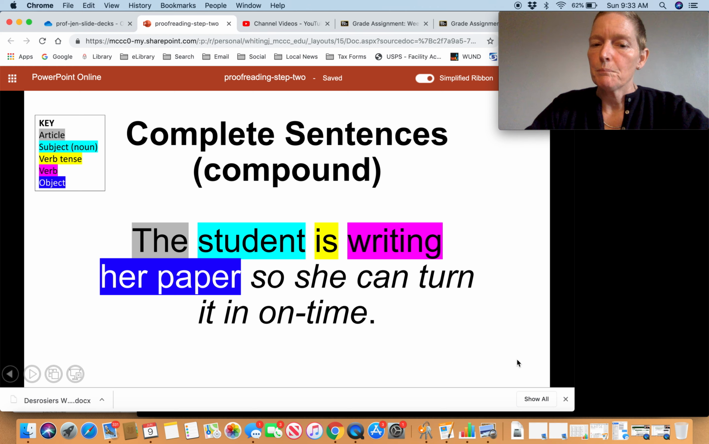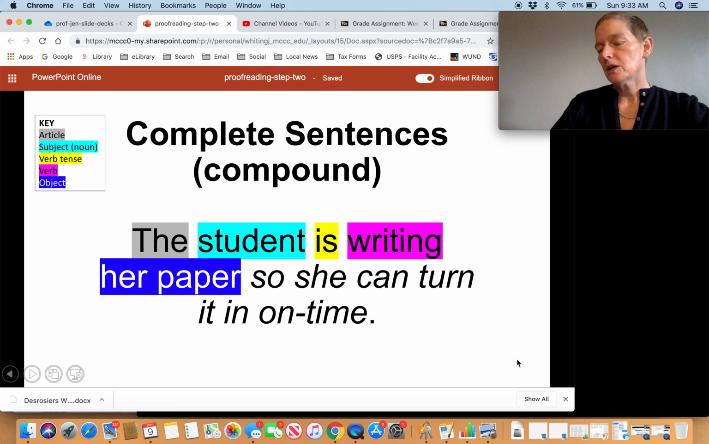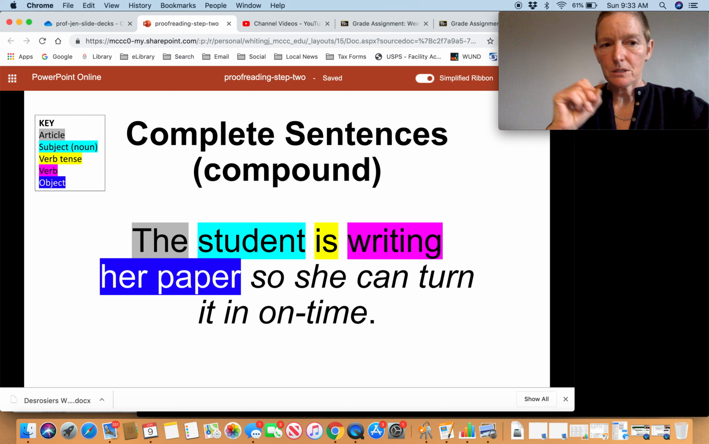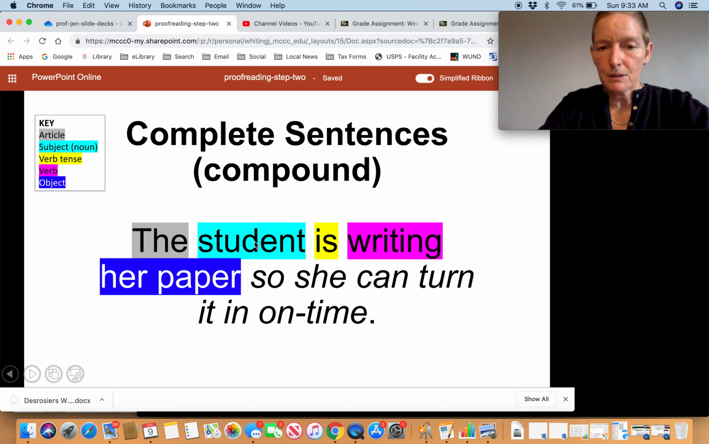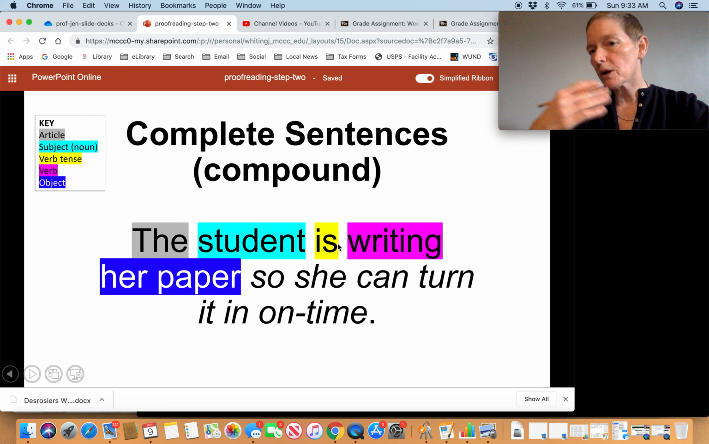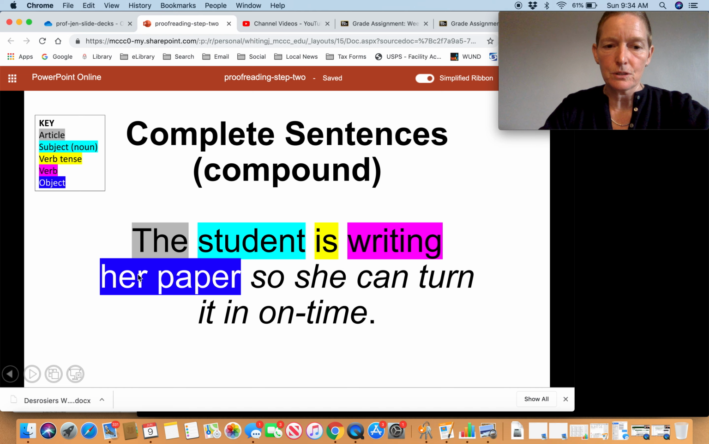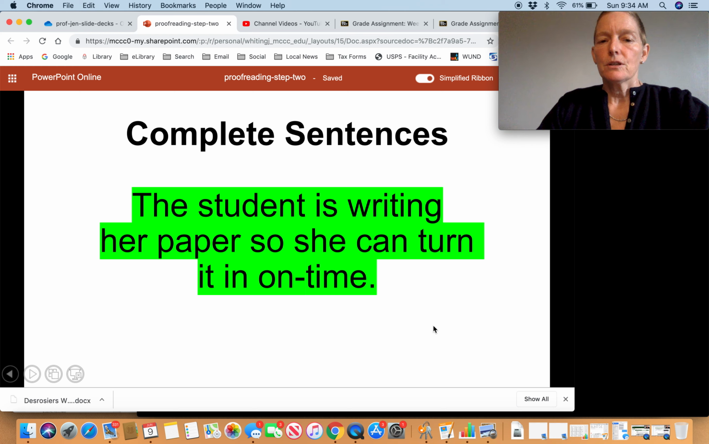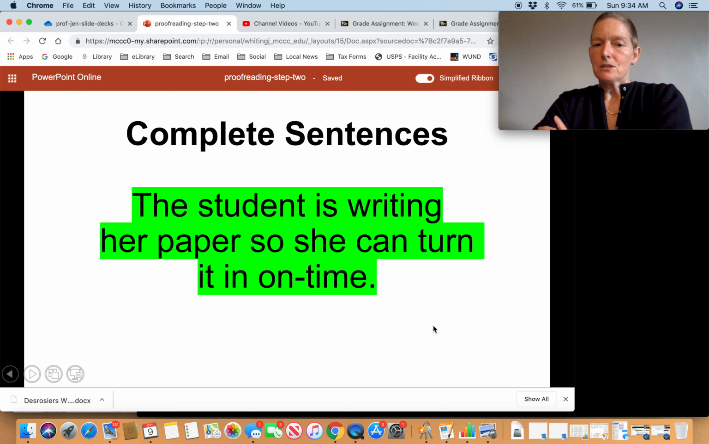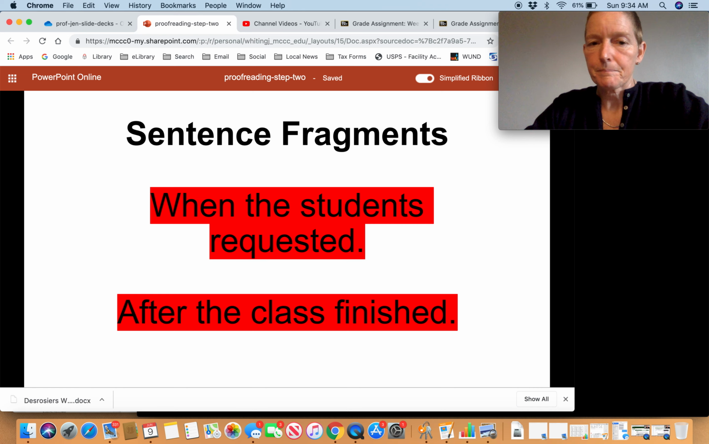You want to be reading through, making sure all of your sentences have a subject and a verb. And you'll want to go, okay, that's my subject, that's my verb. Do I have the correct tense for what I'm writing in? If I'm writing in present tense, are all of the verbs in present tense, right? So that is a complete sentence. The student is writing her paper so she can turn it in on time.